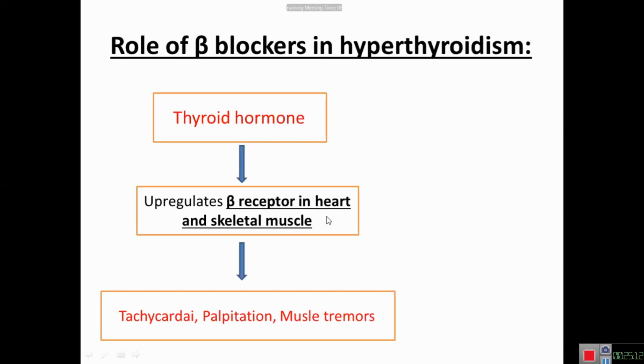That means which beta receptors are present in the heart? Can you tell me which beta receptors? Beta 1. Okay, so beta 1 receptors in the heart. And in skeletal muscles, which receptors are present? Beta 2. Very good, beta 2. Beta 1 is present in the heart and juxtaglomerular cells of the kidney.